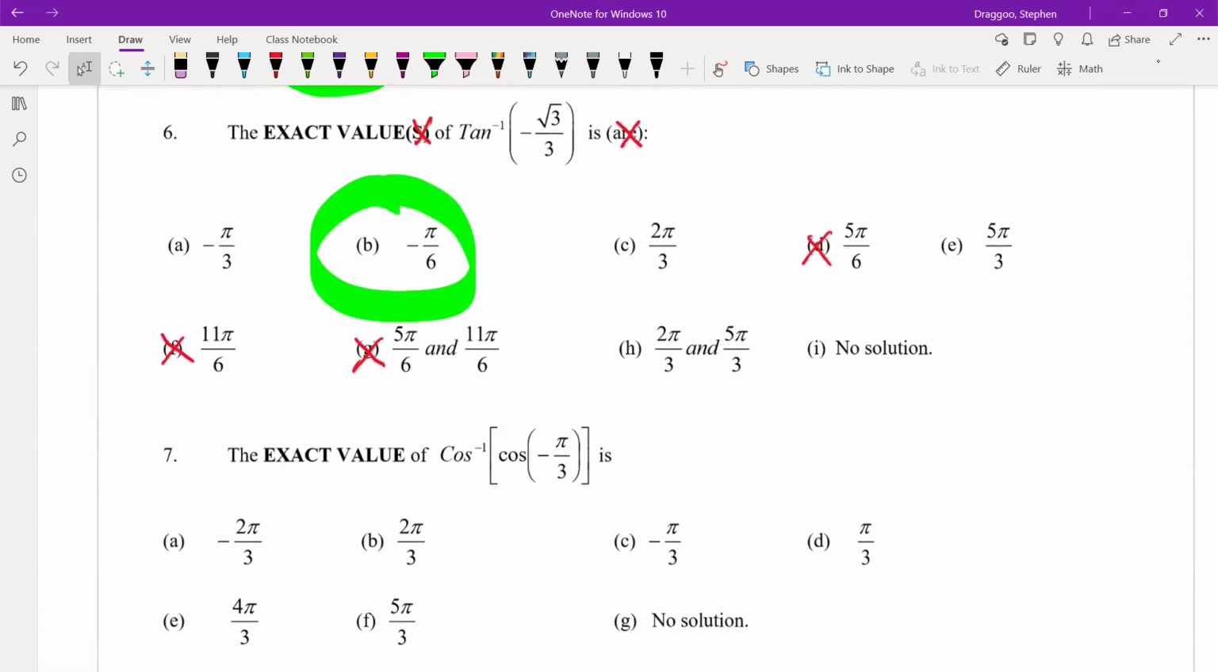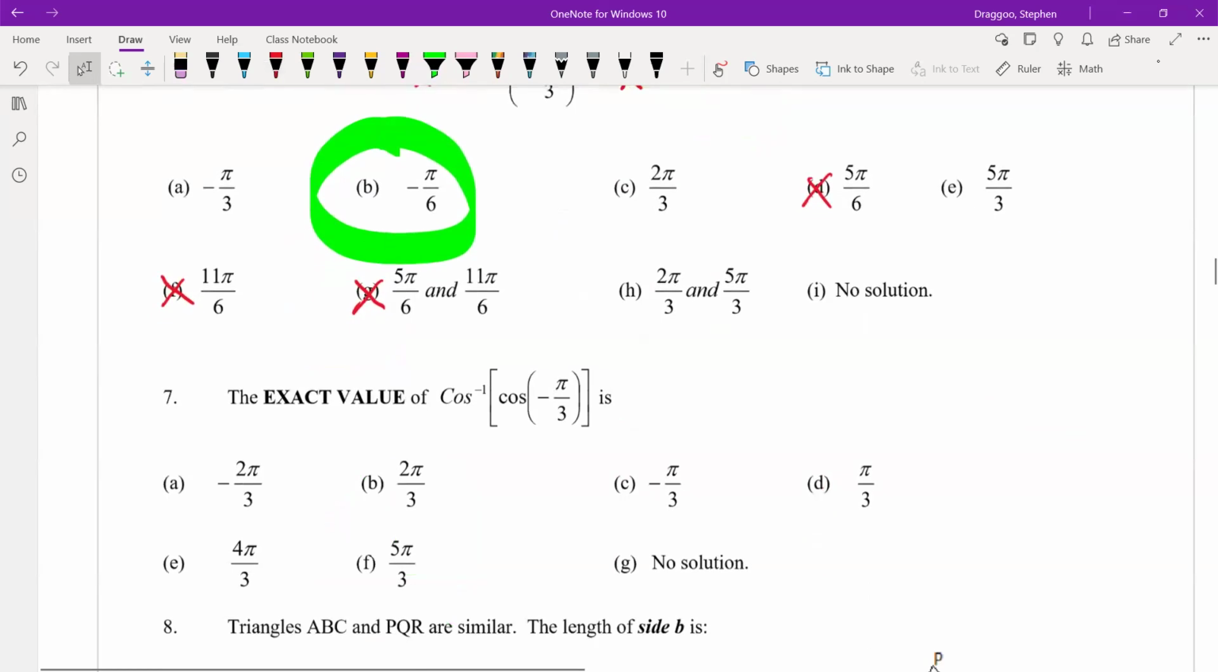All right, let's take that on to question number 7. Finding the exact value of the cosine inverse of the cosine of -π/3. This one's going to come out to π/3. But let's show the steps that got us there.